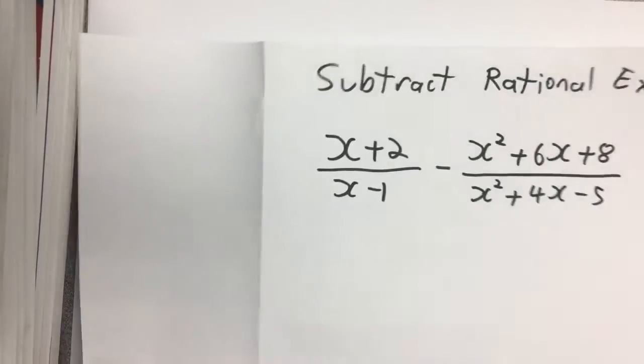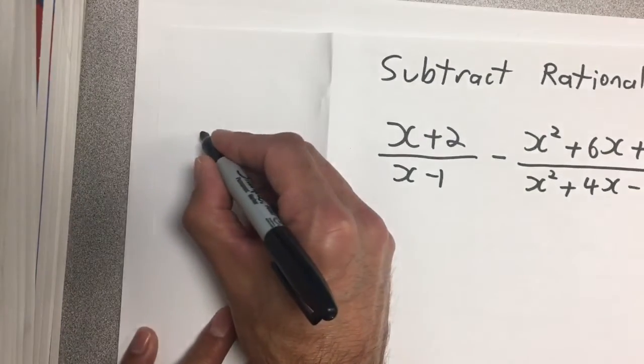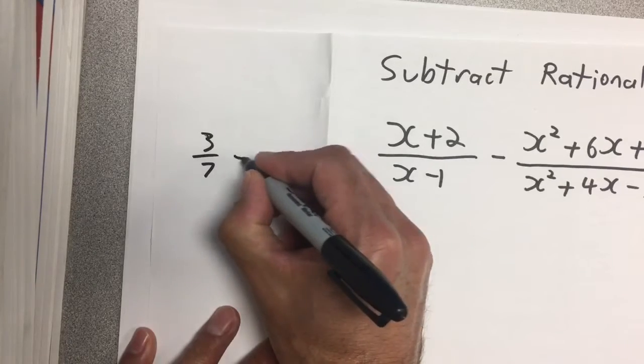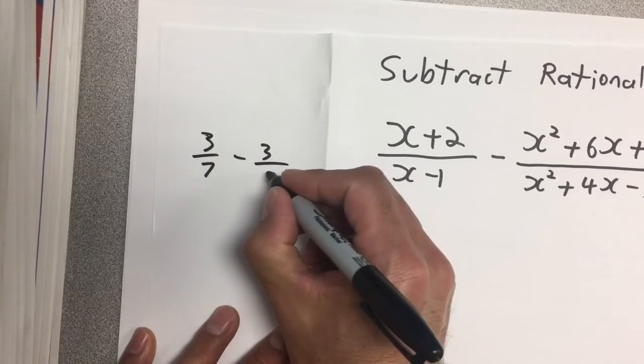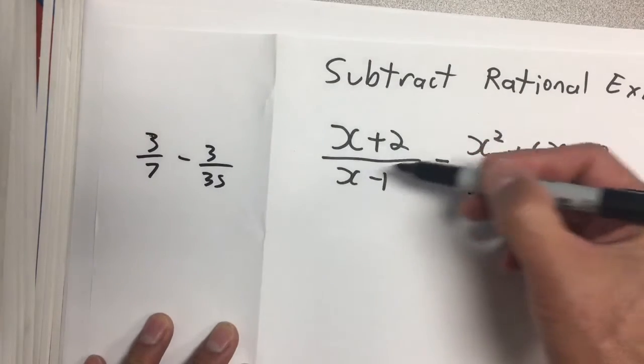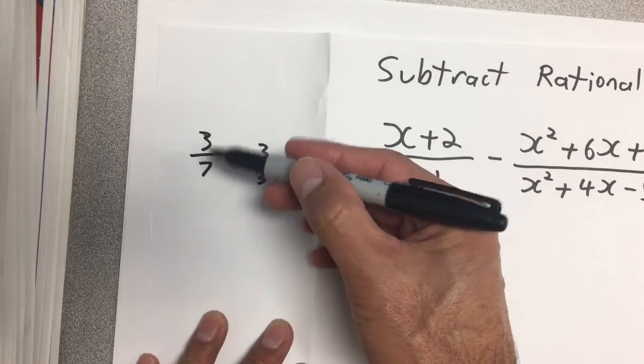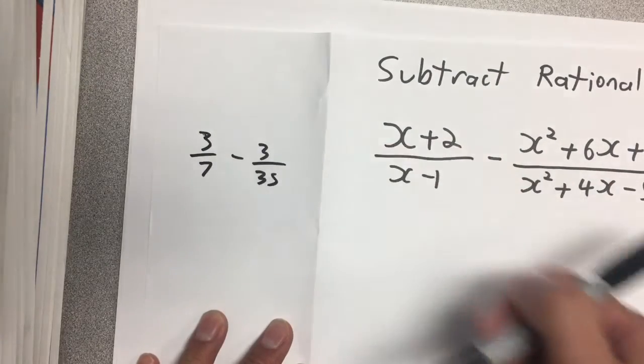So, similar to this question is if I had 3/7 minus 3/35. Here I've got a fraction minus another fraction. They happen to be of polynomials. Here I've got a fraction of integers minus another fraction of integers.